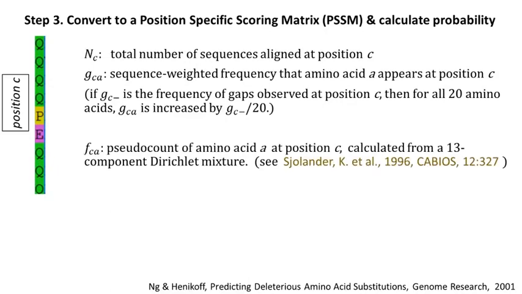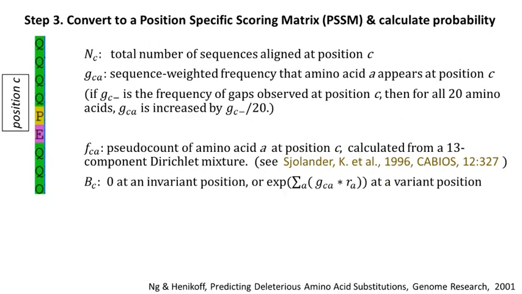Because the sequences included in the multiple sequence alignment are only a sample of all evolutionarily homologous sequences, we need to consider the possibility that some amino acids exist in nature at position C in this protein, but are not observed by us. So to deal with this, we introduce pseudocount F_CA for unobserved amino acid A that might occur at position C using a 13-component Dirichlet mixture, which you can find more detail in the reference over here.